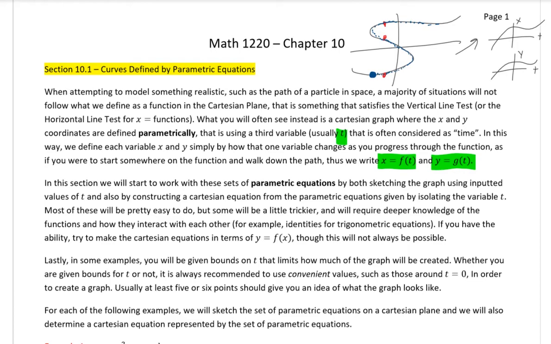However, in this section, we're going to just start with working with parametric equations by sketching the graphs inputted by values of t. So we're going to be putting values of t in to sketch the graph, and then we're going to see if we can come up with the Cartesian form of those equations as well. And that usually involves simply isolating t from one of the equations, x equals f of t or y equals g of t. Try to isolate t if possible, and then plug into the other function. Oftentimes, we're going to try to make our goal to get it in terms of y equals f of x, a familiar form, but if that is not possible, then so be it.